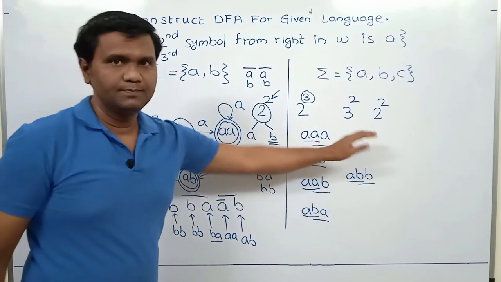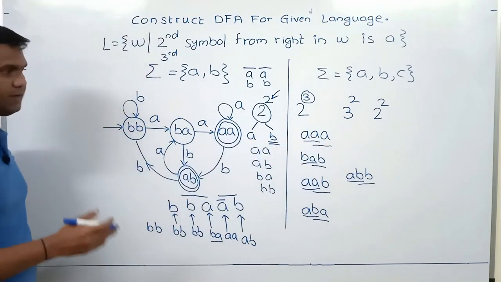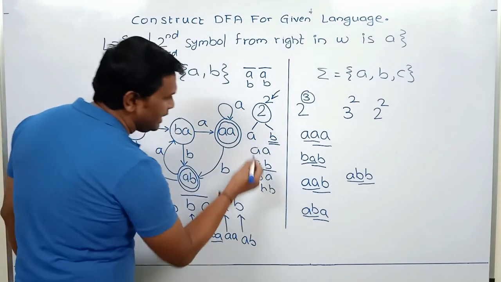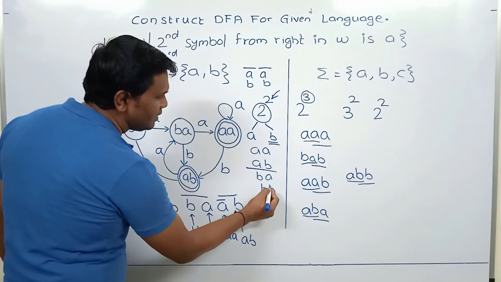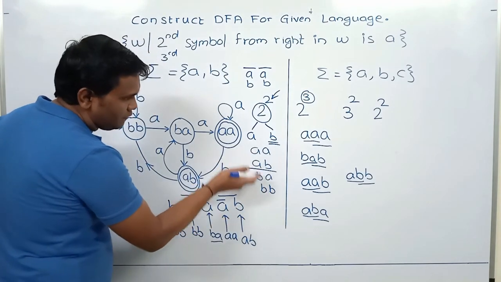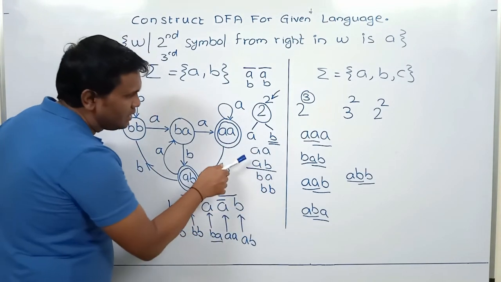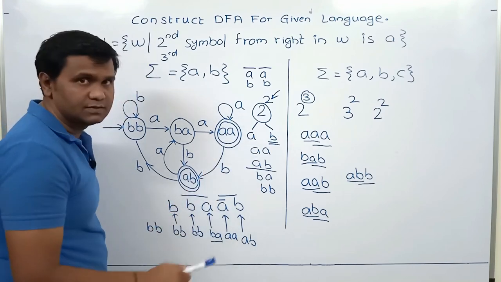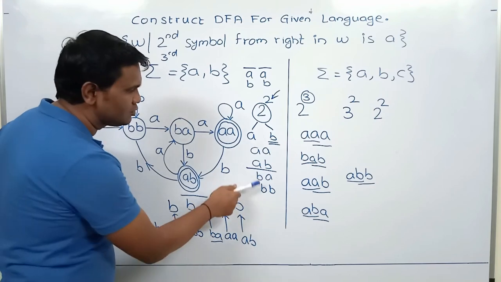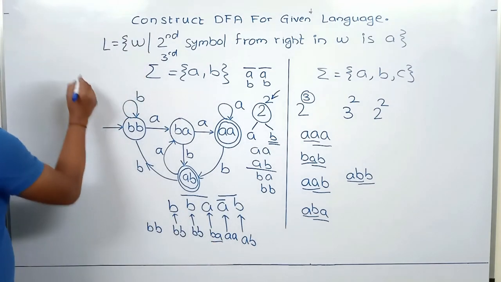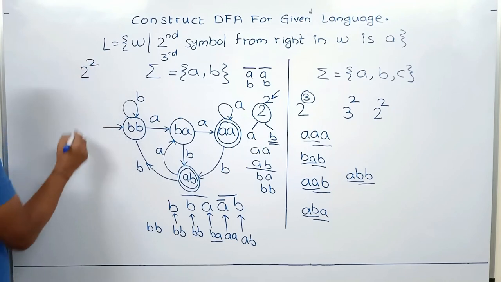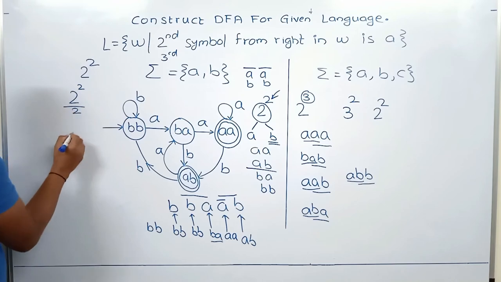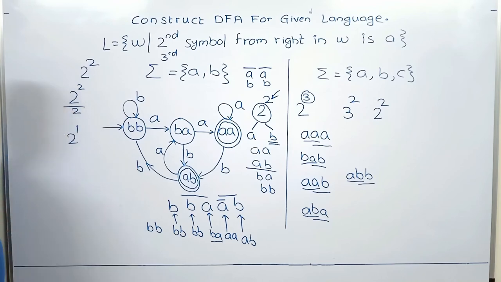Let's look at that, but first let's see how many final states there are. The 4 possibilities are AA, AB, BA, BB. Out of these 4, for half of them, the second symbol from right is A, in these 2 states. The second symbol from right is not A for these 2 states. So the total number of states is 2 power 2, and the number of final states is 2 power 2 divided by 2, which is 2 power 1.